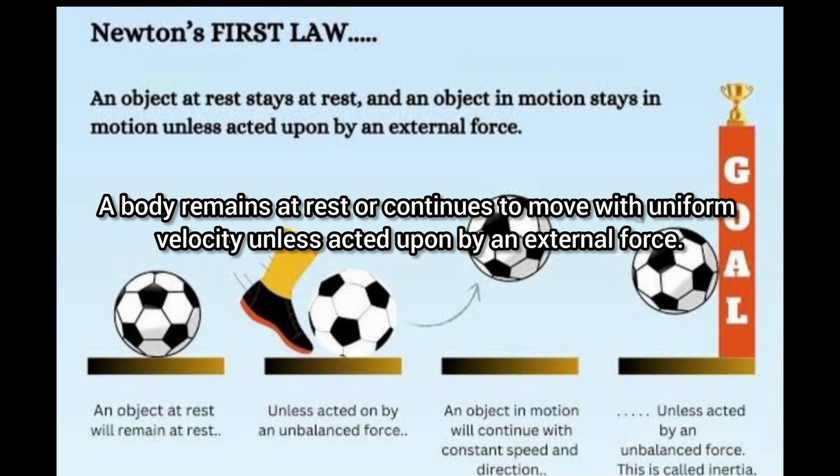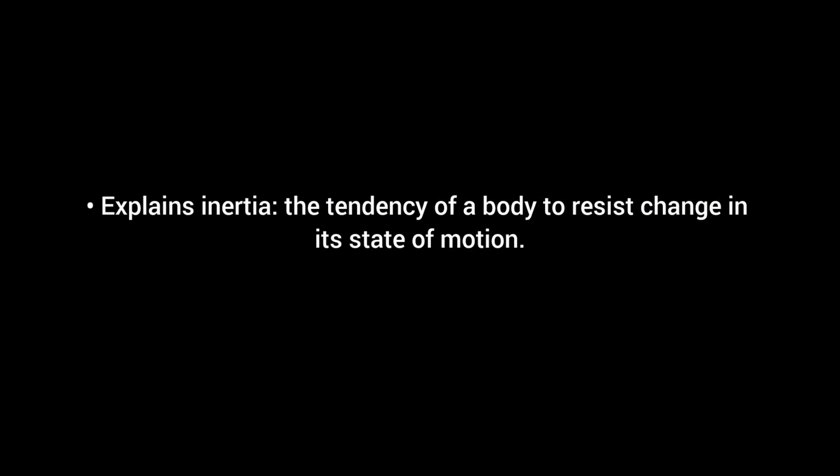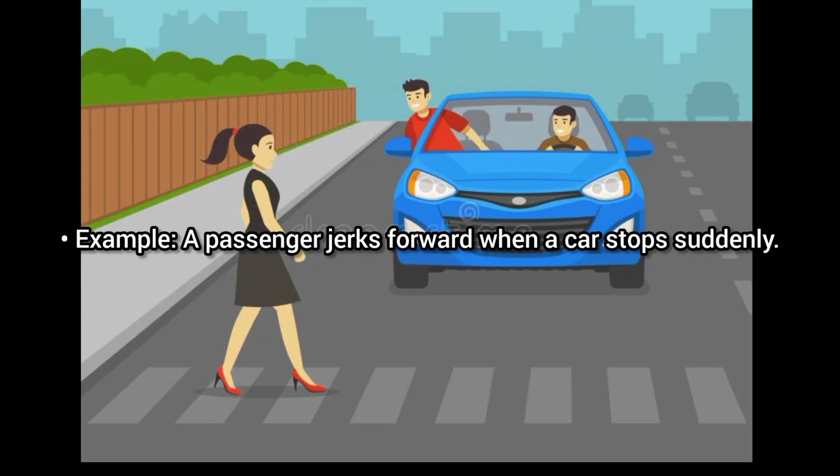4. Newton's laws of motion. 1. First law, the law of inertia: a body remains at rest or continues to move with uniform velocity unless acted upon by an external force. It explains inertia, the tendency of a body to resist change in its state of motion. Example: a passenger jerks forward when a car stops suddenly.